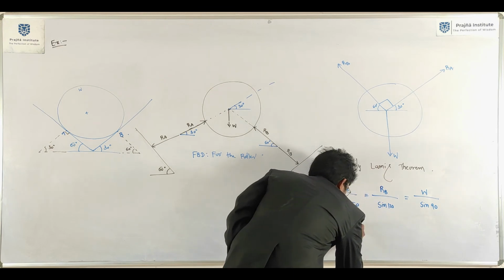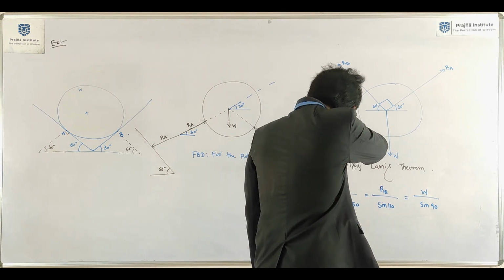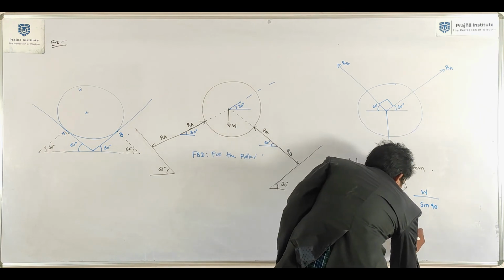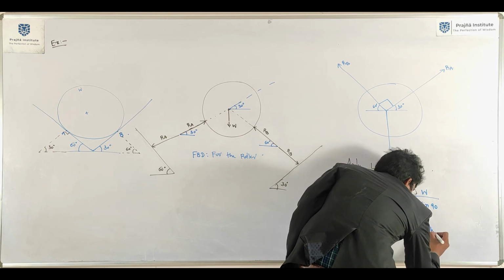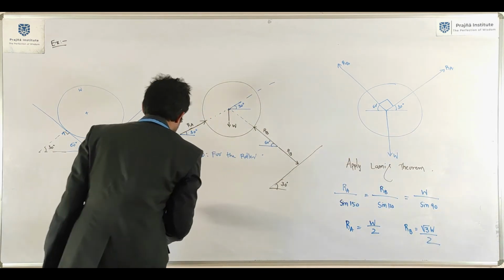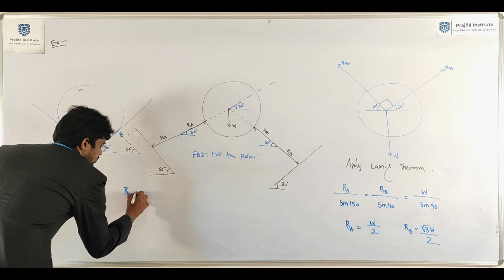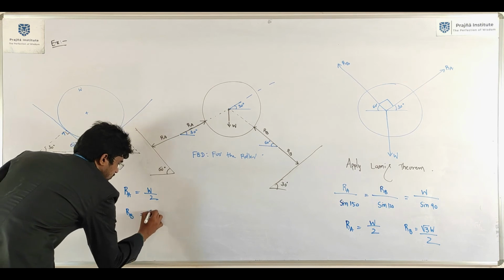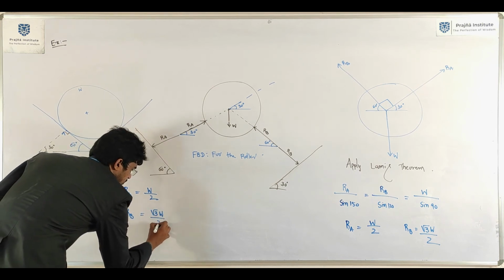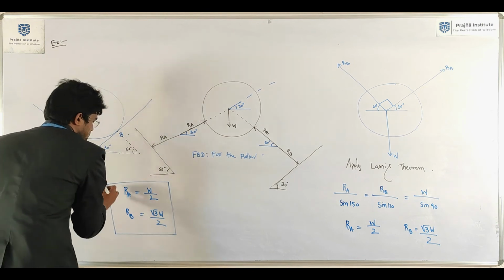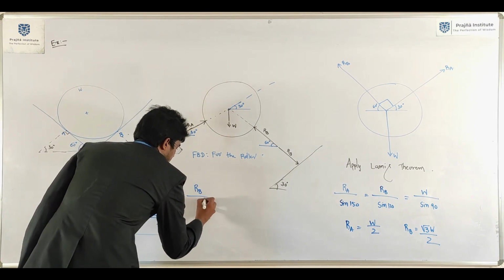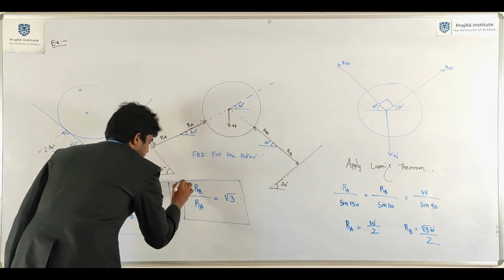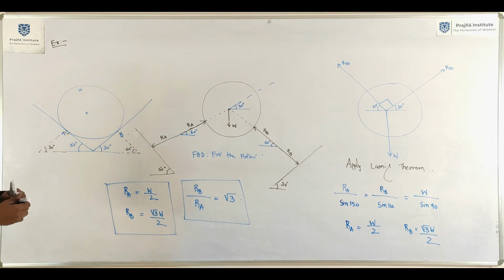That's it. RA equal to how much? Sine 150 equal to 1 by 2. RA equal to W by 2. RB is equal to root 3 W by 2. Sometimes they will ask RB by RA equal to dash, root 3. Okay, RB by RA equal to dash.